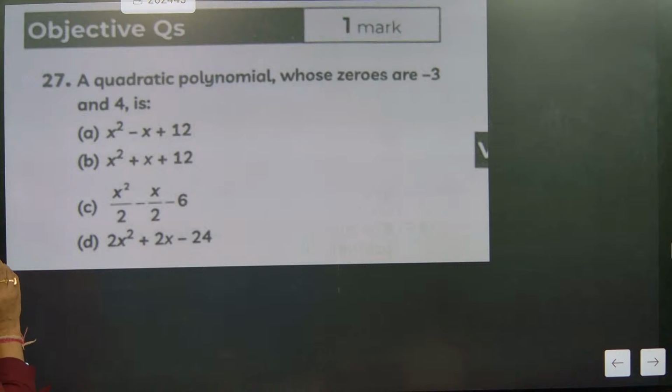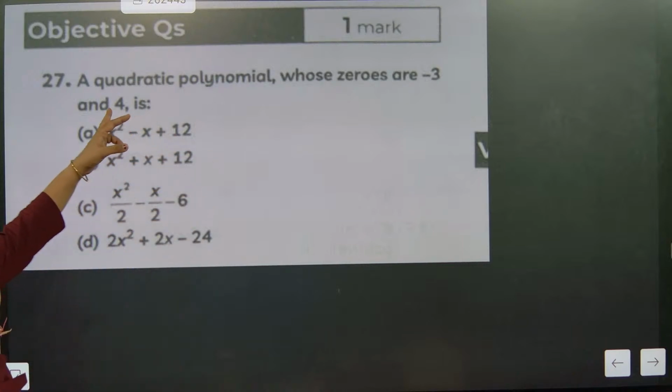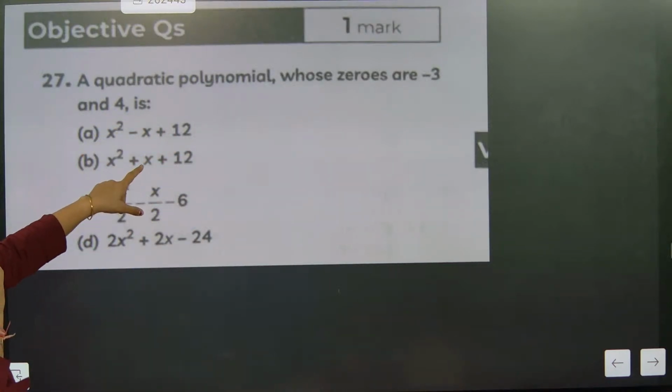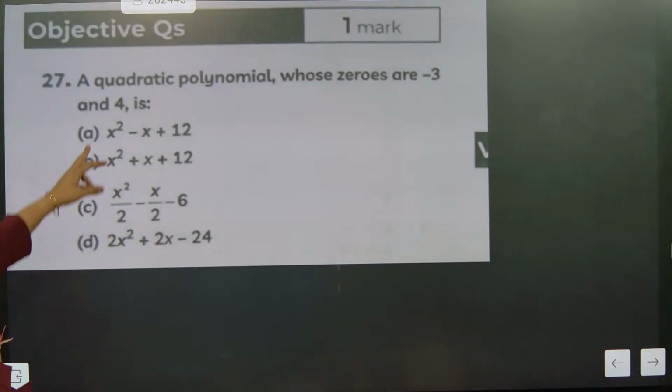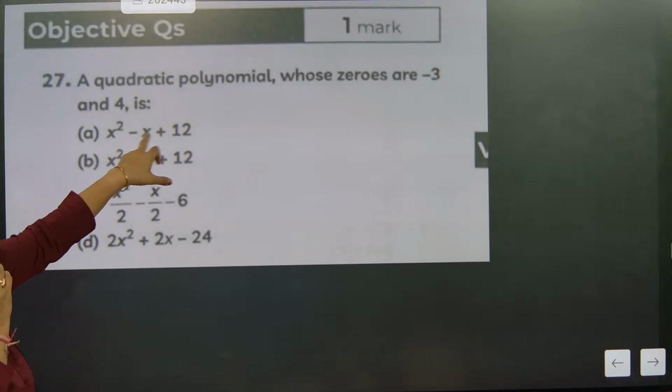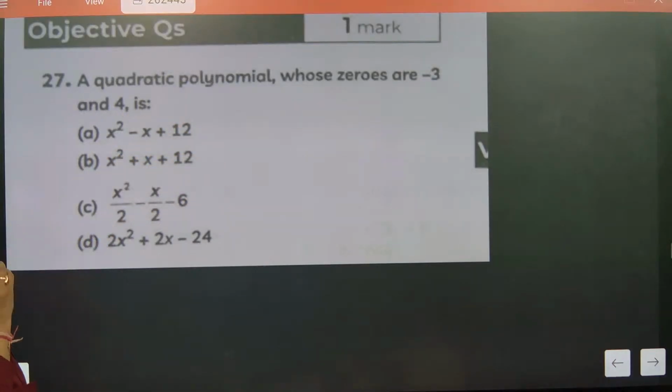Quadratic polynomial whose zeros are minus 3 and 4. Minus 3 plus 4 is 1, minus of that is minus 1, so minus of minus 1 will become plus 1. But here one problem is there. Check here, sorry. It is minus 1 and then 3 into 4. Which one is going to be the correct answer? Come on, tell.